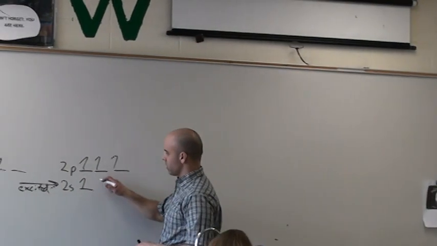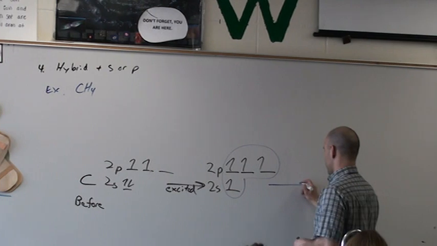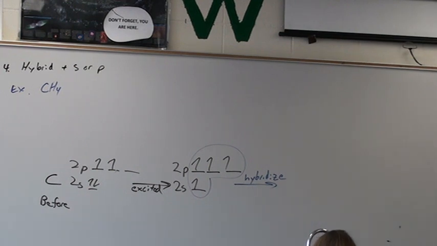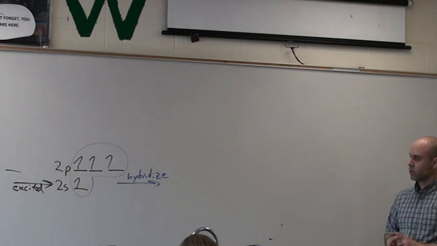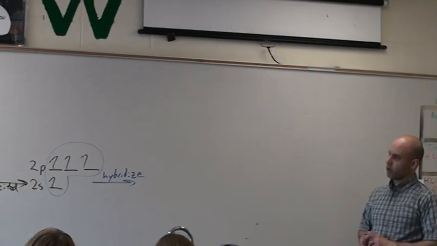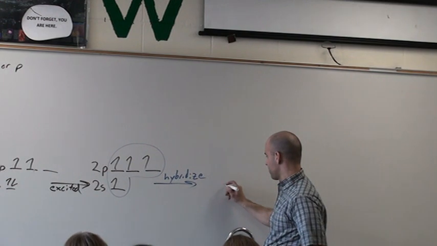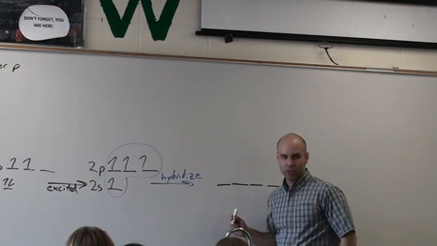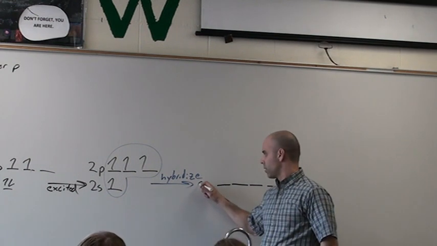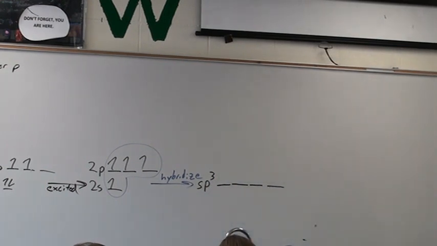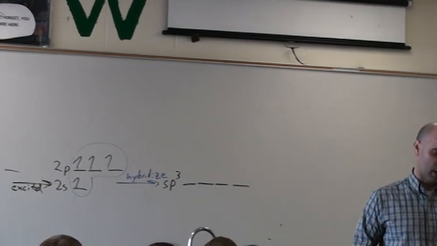I circle all my orbitals that contain electrons, and then I hybridize. I mix them. So how many orbitals did I circle there, Melissa? 4. So how many lines should I draw here? 4. What should I call these new hybrid orbitals? How many P's did I circle? 3. So sp3. The superscript is how many p orbitals you hybridized, not how many orbitals in general.